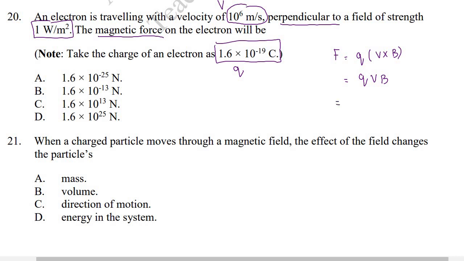So the charge on the electron is 1.6 times 10 raised to the power minus 19. Velocity is 10 raised to the power 6 and the field strength is 1. So in this way, we can find the force, that is 1.6 times 10 raised to the power minus 19 plus 6. So the answer comes out as 1.6 times 10 raised to the power minus 13. So for this question 20, option B will be the right answer.